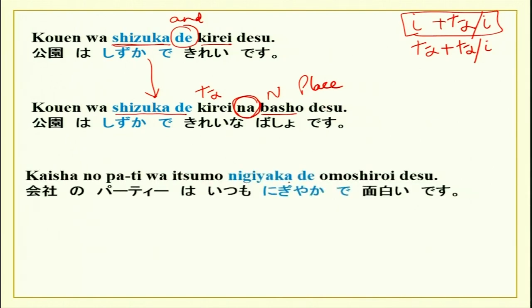Kaisha no party wa itsumo nigiyaka de omoshiroi desu. Kaisha no party, itsumo is always.